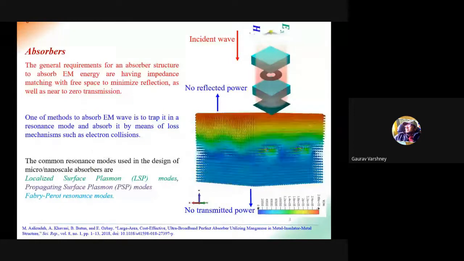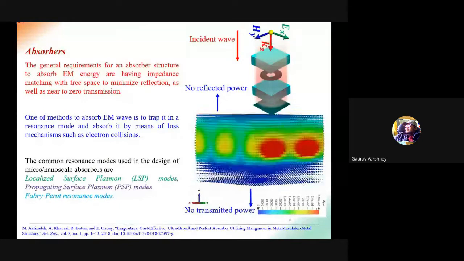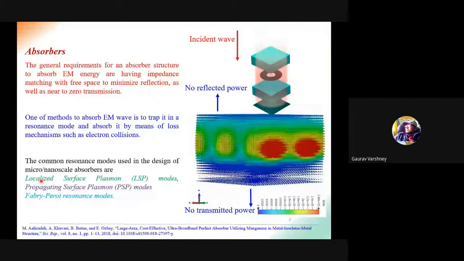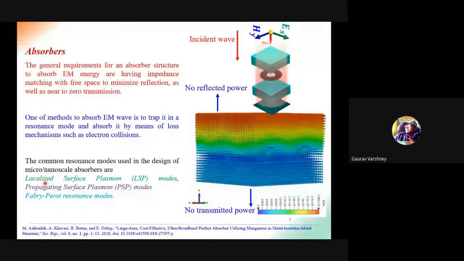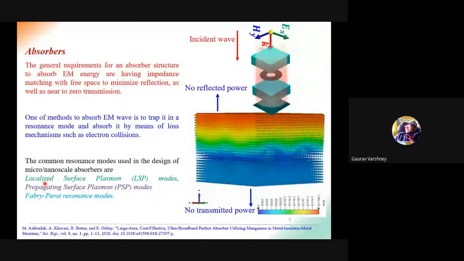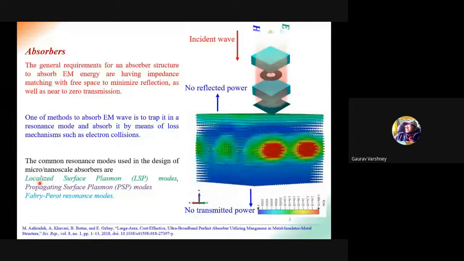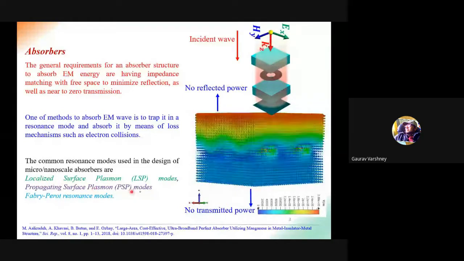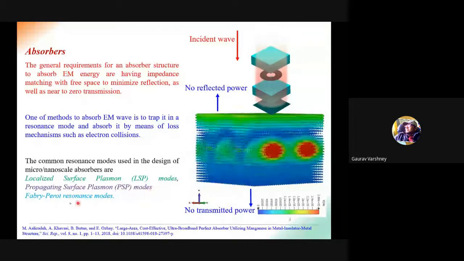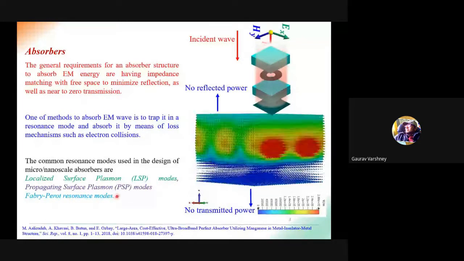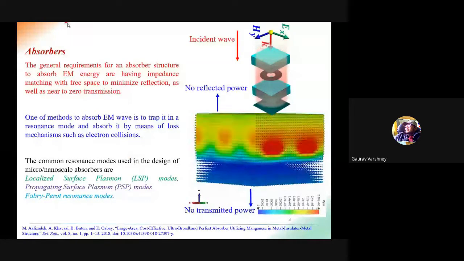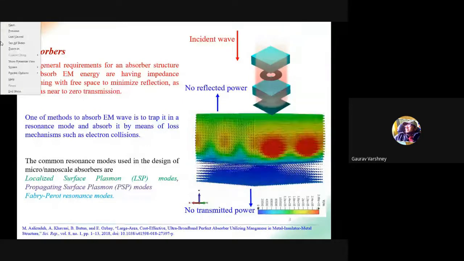Here, if we talk about micro and nano scale devices specifically, we must think that these micro and nano scale devices work on the physical concept of localized surface plasmons mode, propagating surface plasmons mode, and Fabry-Perot resonance modes. We'll discuss the physical concept behind the devices being utilized as an absorber.